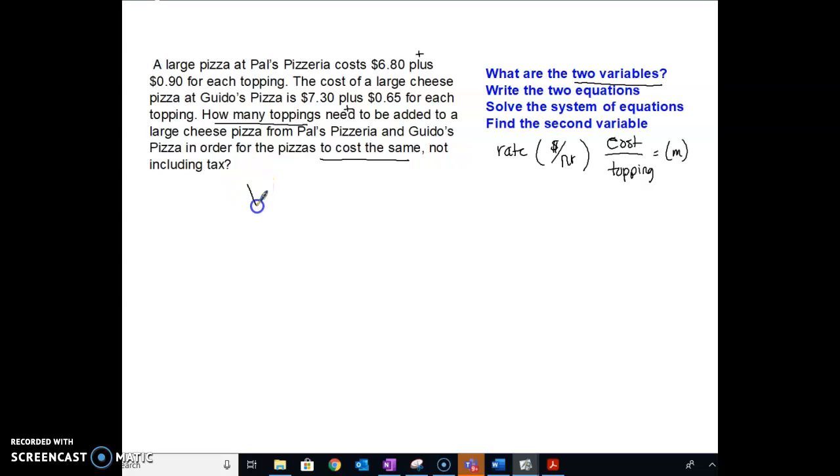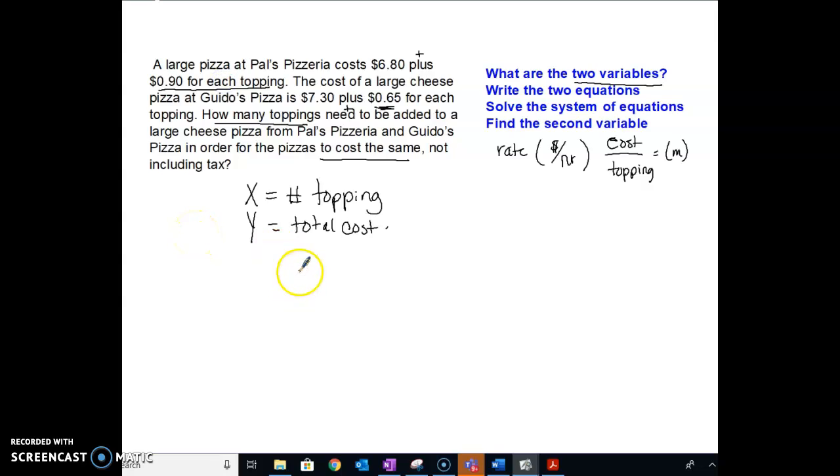So I am going to let x equal the number of toppings, and I'm going to let it be x because that's what changes. There's a rate there. There's a cost for each topping. And I'm going to let y equal the total cost of the pizza. I'm going to go back and look at my equation. Look at this. It is 90 cents for each topping. That's a rate. So if I have one topping, it is 90 cents. If I had two toppings, it's going to be $1.80.